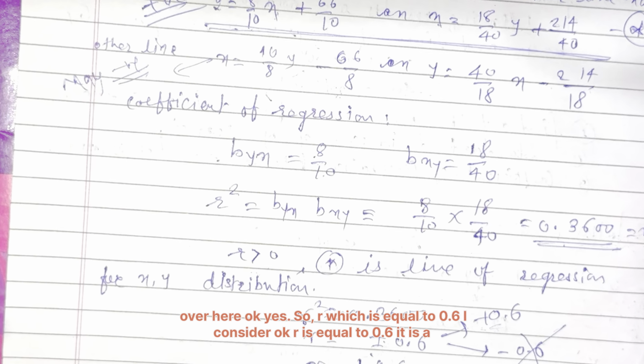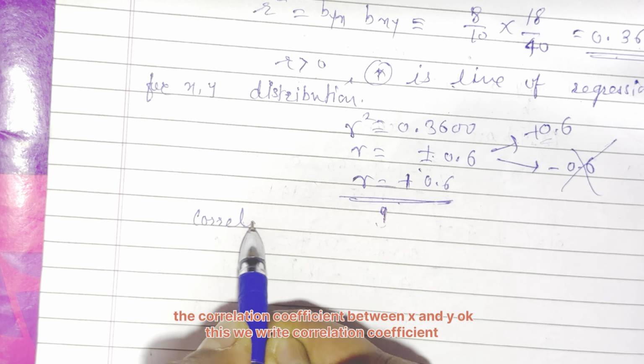Okay, r is equal to 0.6, it is positive, so we write r as the correlation coefficient between x and y. So now we see that we got the correlation coefficient between x and y as 0.6.